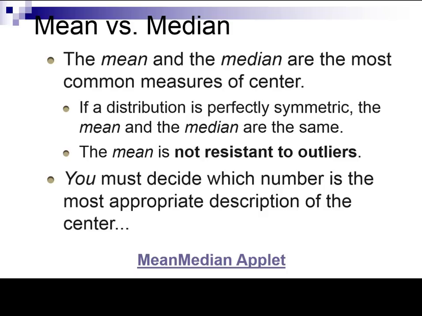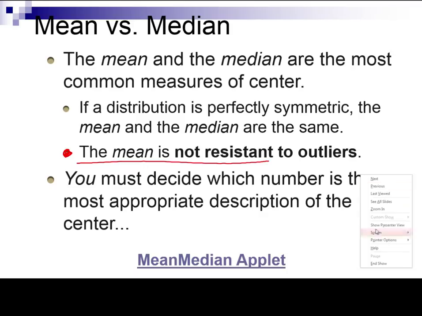That was good. The biggest difference that I want you to know is this right here, what's in bold, okay? This bad boy, very important. The mean is not resistant to outliers. What do I mean by that? Well, let me show you this real quick.